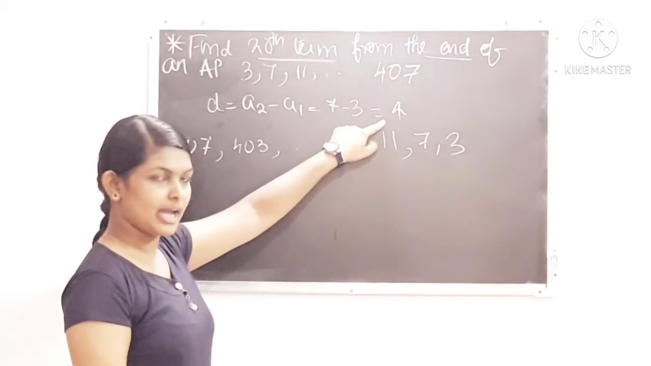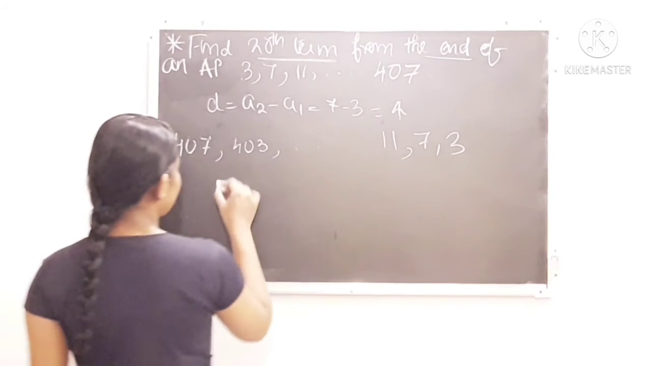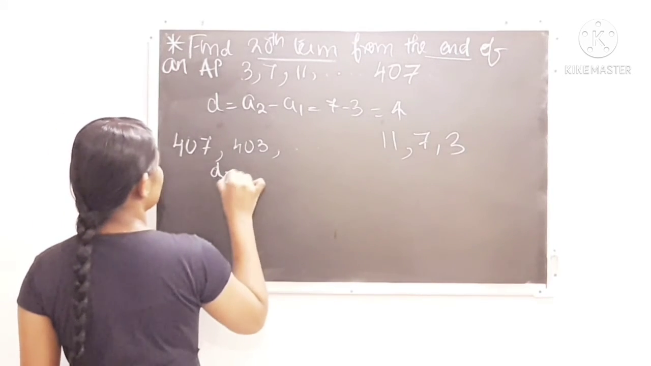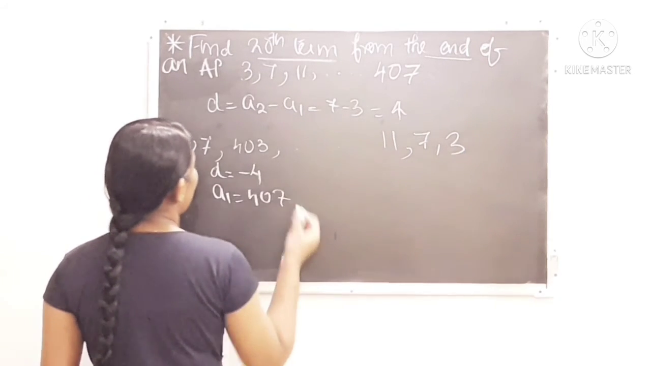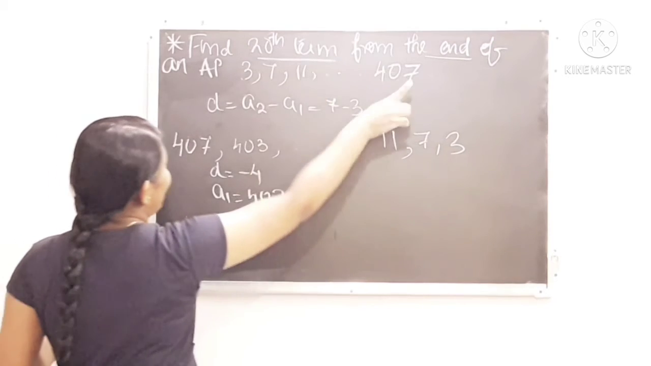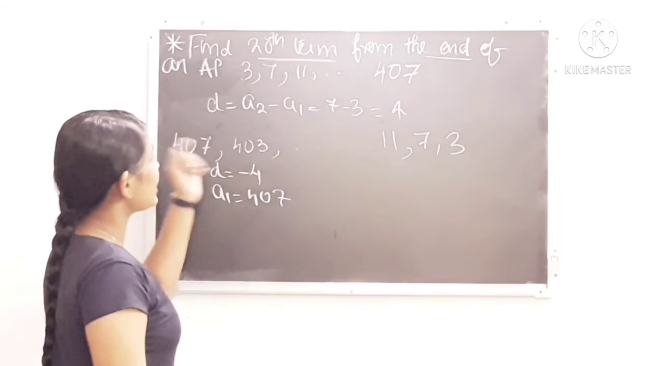That is, the common difference is 4. Common difference minus 4. Okay, so what is the common difference in this AP? d is equal to minus 4. What is the first term? It is 407. So we have to find the 20th term from the end of this AP, and which is equal to the 20th term from the beginning of this AP.